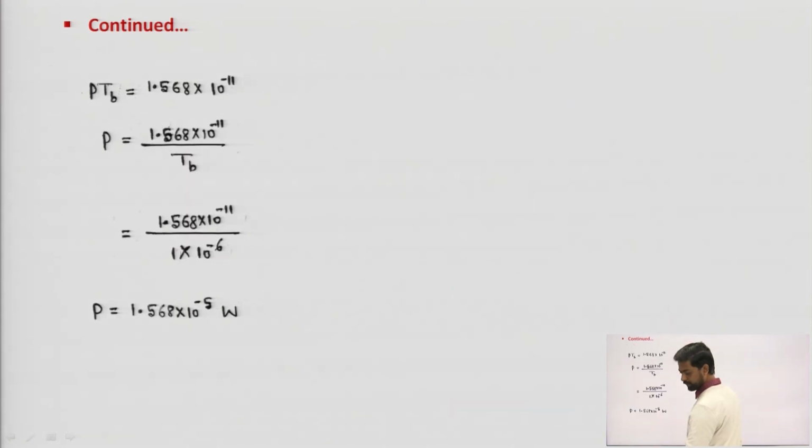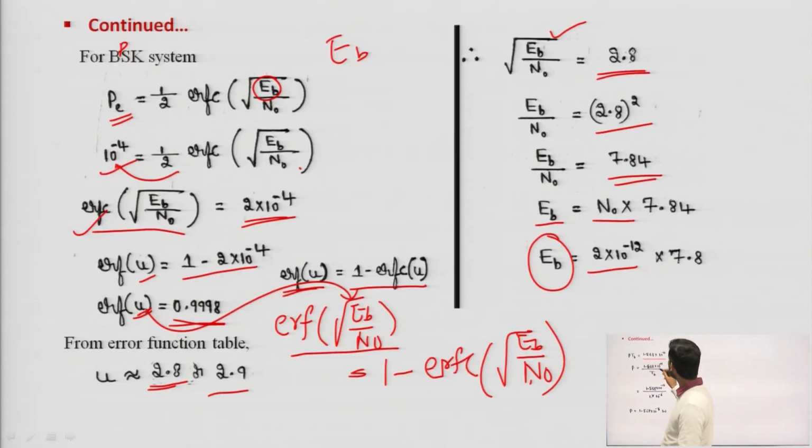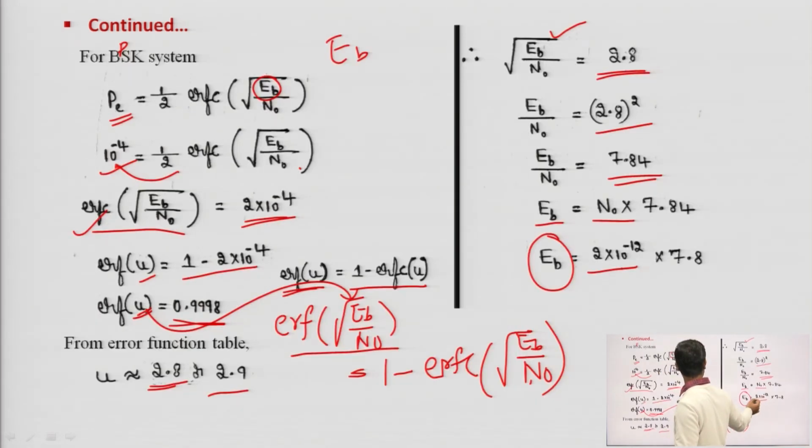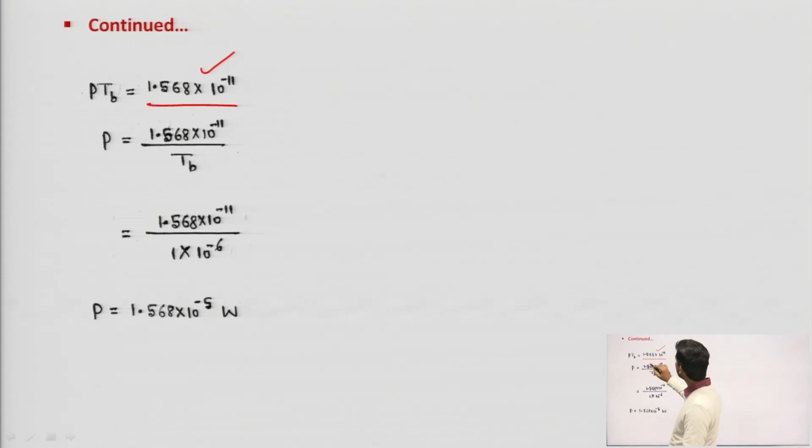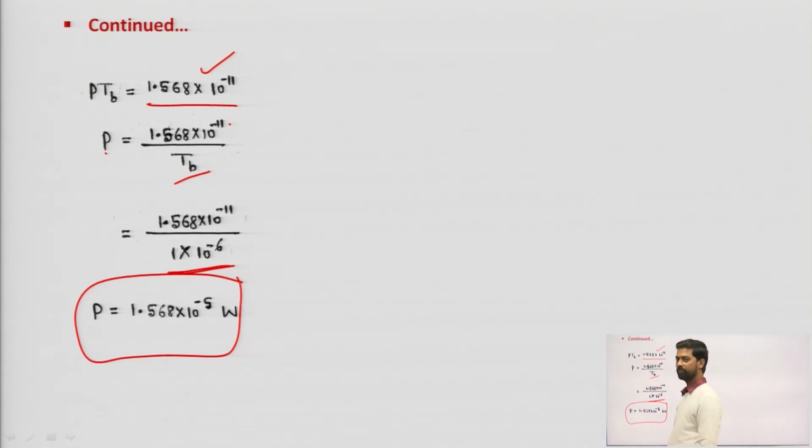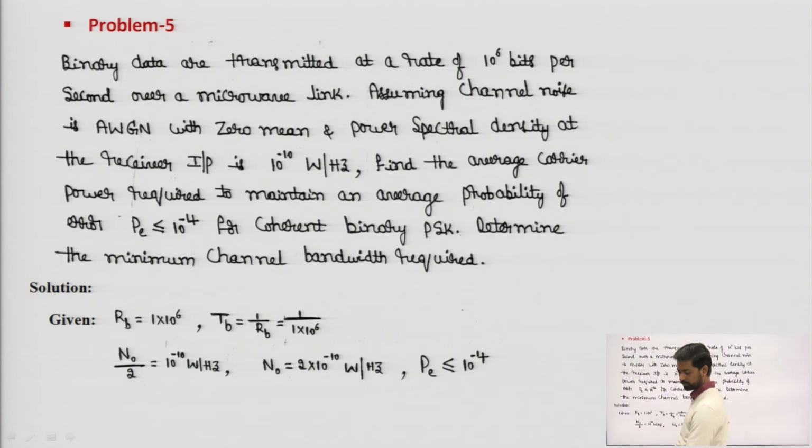So EB is nothing but PTB. So this is the point where P equals 1.568 times 10 to the minus 11 divided by TB. TB I have been given this much. So I can get the power equal to this much. This is 1.568 times 10 to the minus 5 watts.